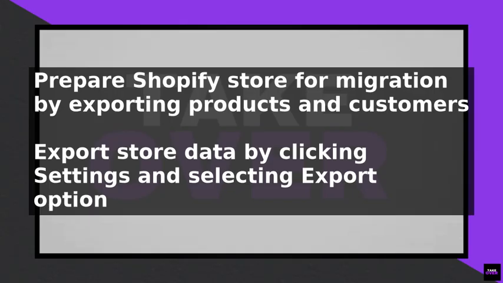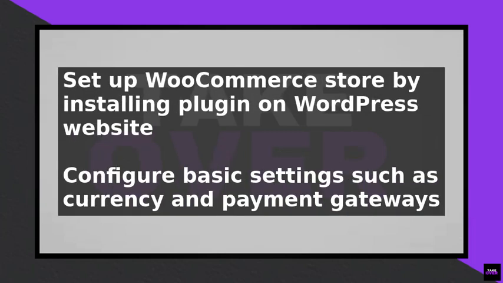Next, set up your WooCommerce store by installing the WooCommerce plugin on your WordPress website. Configure the basic settings such as currency, payment gateways, and shipping options to match your Shopify store.